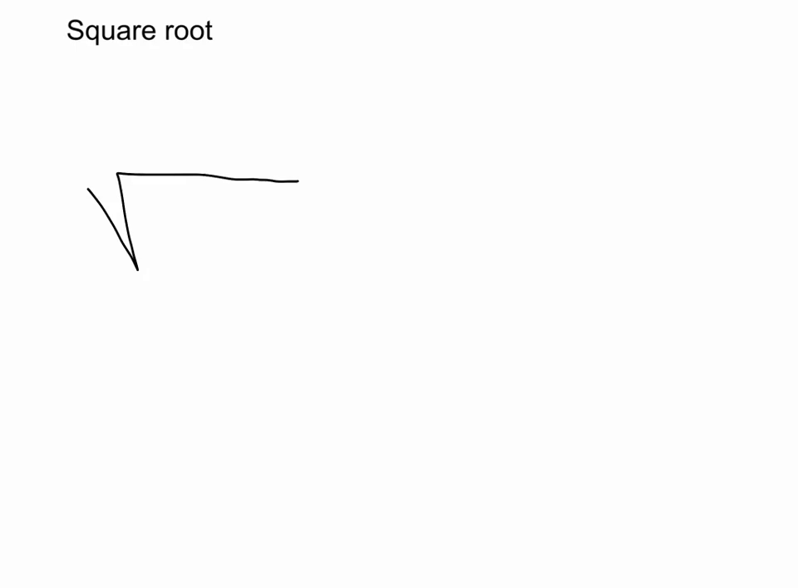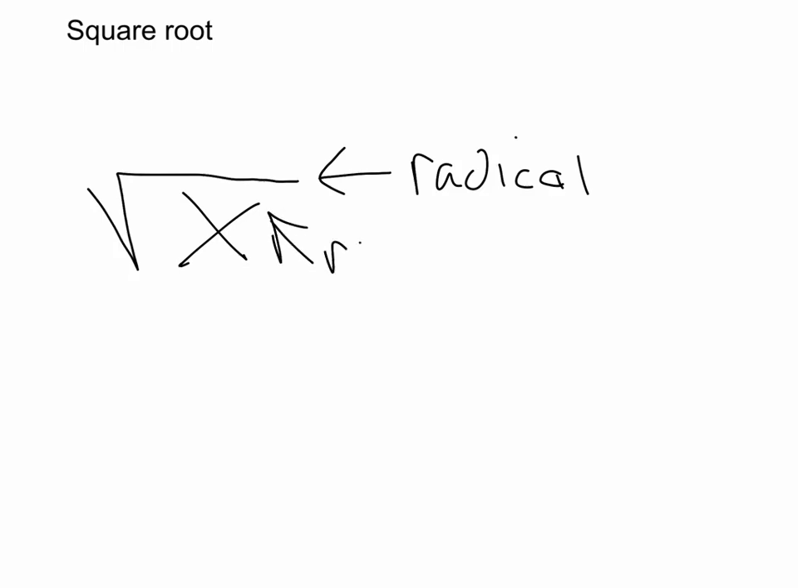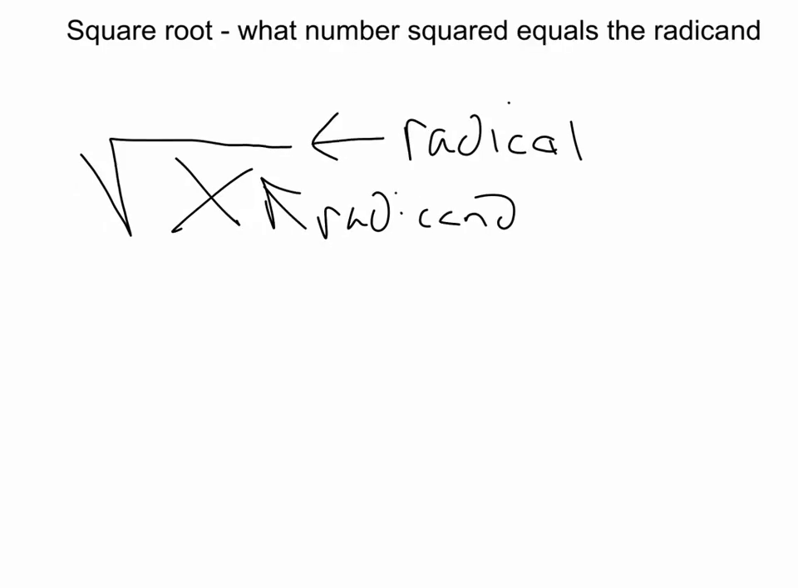So this is our square root sign. Let's say I put the value of x underneath the square root sign. The symbol itself is called a radical sign, and any value underneath the radical sign is called a radicand. And the question we're actually asking when we have a square root is what number squared equals the radicand?